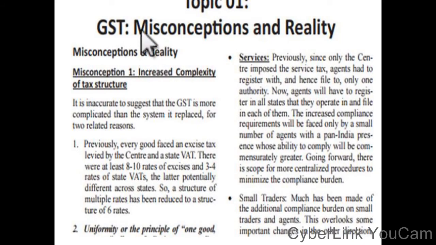GST macro misconceptions and reality. Misconception one: increased complexity of tax structure. It is inaccurate to suggest that GST is more complicated than the system it replaced, for two related reasons.